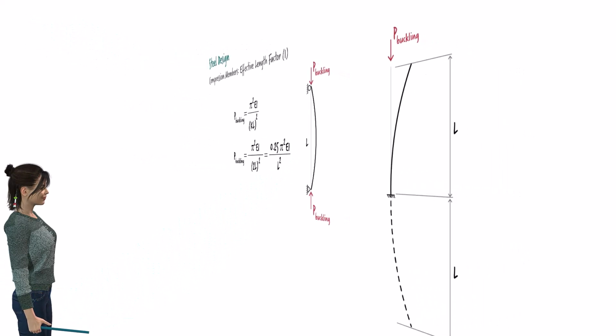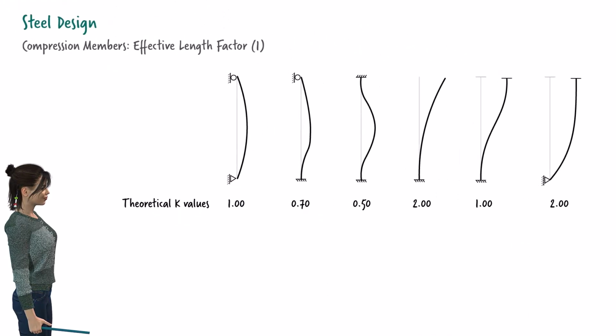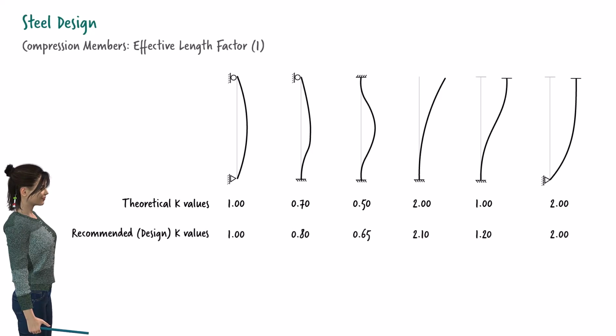Here are the theoretical K values for several columns with idealized boundary conditions. For design purposes, the AISC manual recommends using more conservative K values. However, some columns in frame structures may not have idealized boundary conditions. For such columns, these K values may not be applicable. Therefore, we need to adopt alternative formulations when determining the effective length factor for columns with non-idealized ends.